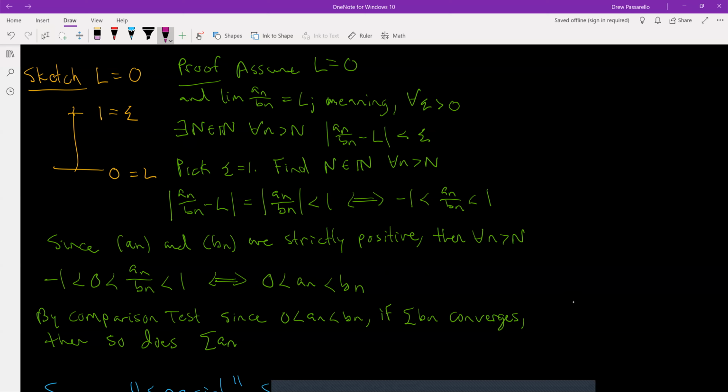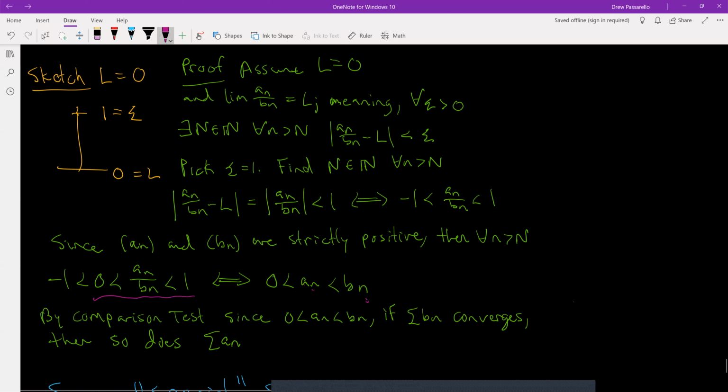Then if we multiply this by Bn, we have 0 less than An less than Bn. So by the comparison test, if the series Bn converges, that would imply the series An converges. Since the nth term of Bn is greater than An, that meets the requirement for convergence for the comparison test. All right, so that's the limit comparison test and the proof of it.